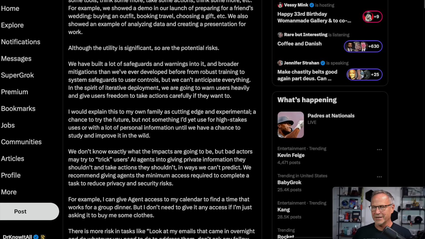So, interesting point here. I would explain this to my own family as cutting edge and experimental, a chance to try the future, but not something I'd yet use for high stakes uses or with a lot of personal information until we have a chance to study and improve it in the wild. So you'll notice that what I asked for was an ordered list with links, and I did not give the agent my credit card number, for example.